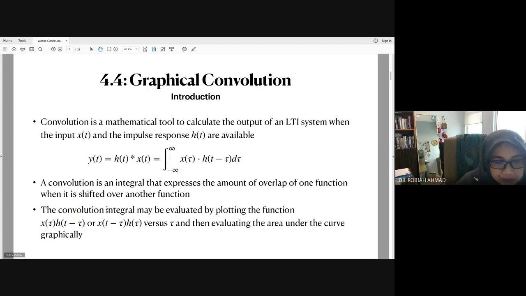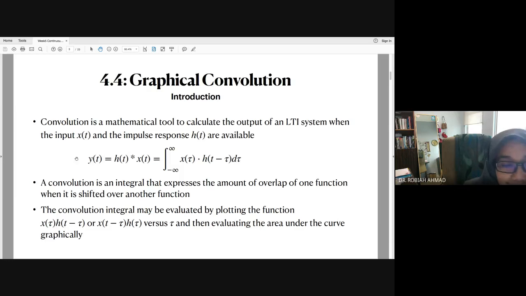Okay, the convolution integral may be evaluated by plotting the functions x(tau) and h(t minus tau), or x(t minus tau) and h(tau), meaning that one goes through reversal and shift, either x or h, vice versa. And then evaluating the area under the curve graphically.